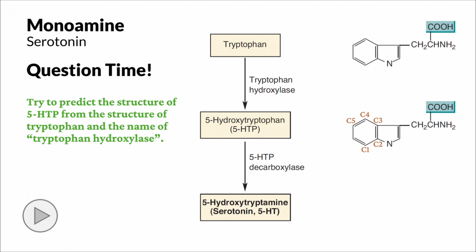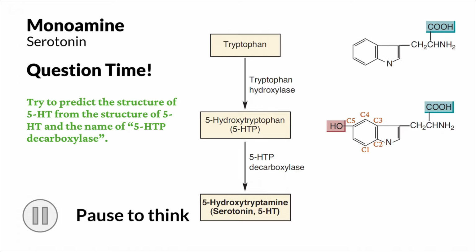Well, here it is. This is a copy of tryptophan. Then we add a hydroxyl group to C5, the 5th carbon. This gives us this, which is 5-hydroxytryptophan. Now, let's try to predict the structure of 5-HT, also called 5-hydroxytryptamine or serotonin, from the structure of 5-HTP and the name of 5-HTP decarboxylase. Try to recall what decarboxylase did. What is its structure?